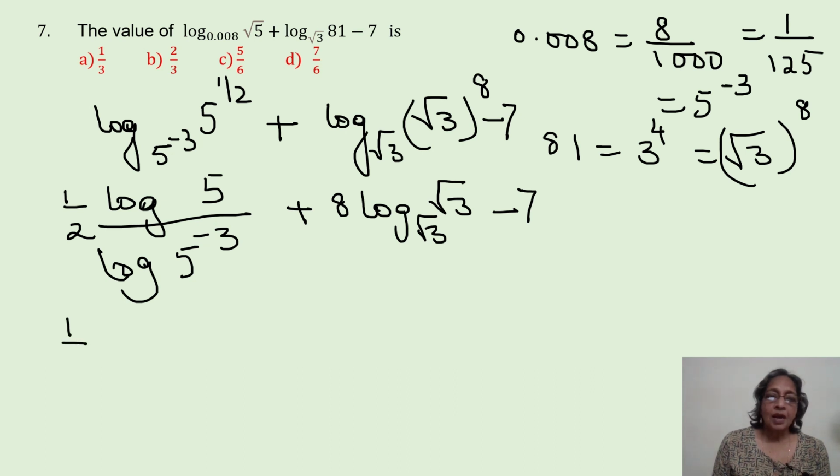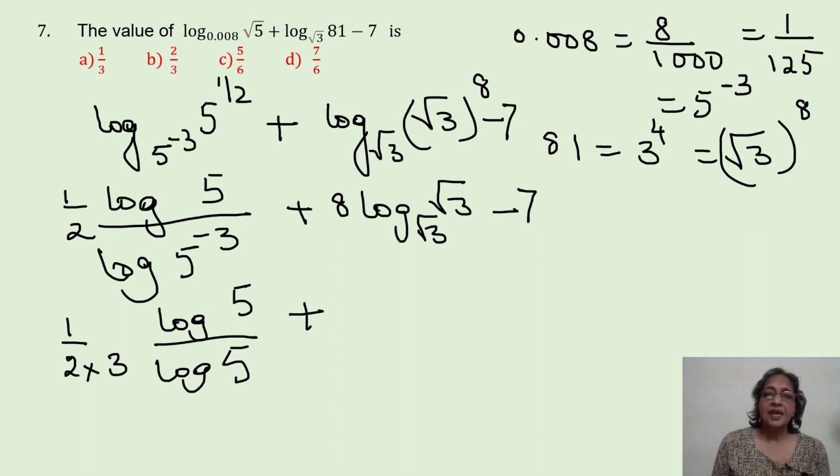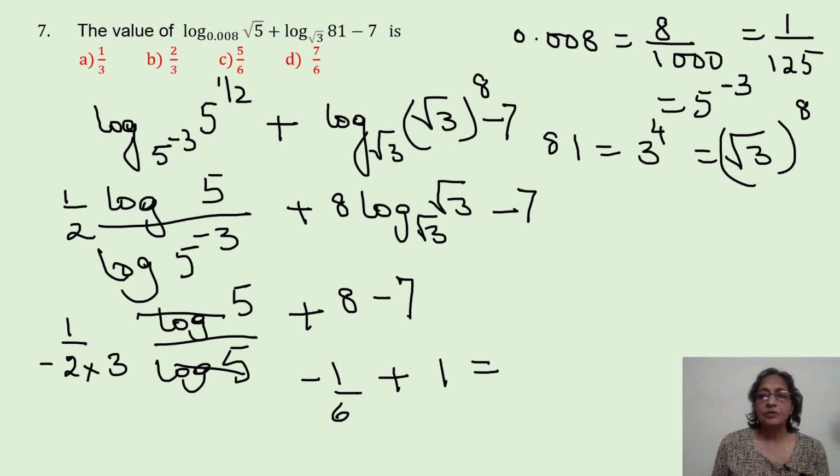So this will become half into 3, and then I have log 5 upon log 5 plus 8 minus 7. This goes, and we are left, sorry, there is a minus 3 here. So this will become minus 1 upon 6 plus 1, which turns out to be 5 upon 6. So your correct option is the C1.